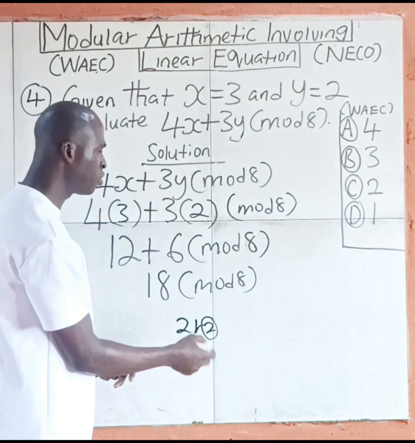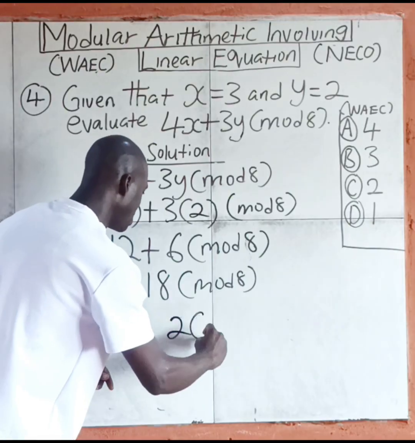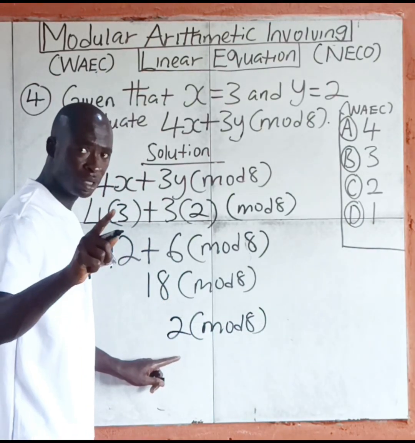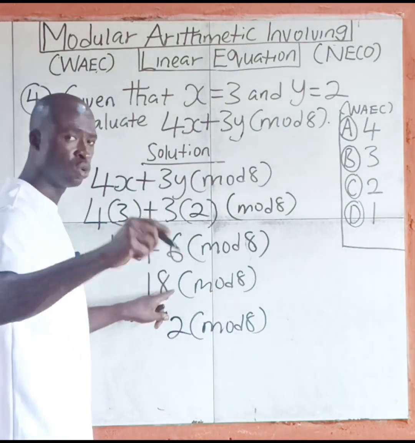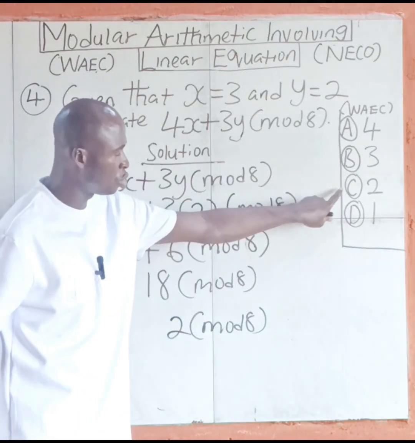So if the question is an objective question, no need to waste your time. Just say 2. Your final answer is 2 mod 8. That's your remainder. Your remainder is the answer. So if 8 goes into 18 to give us remainder 2, that remainder, which is 2, is our final answer. So you can see it's option C here.